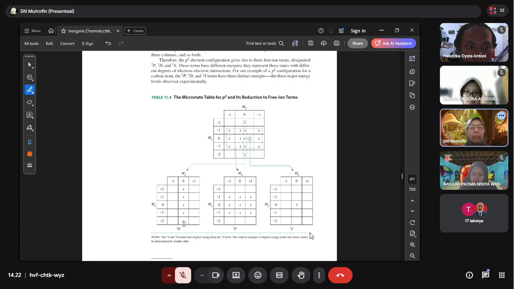So 1D, why is the S 1? 2 times 0 plus 1, so the S value is 1. I already asked you to write down the simple formula shown in the previous slide. So in 1D, D belongs to L equal to 2, and the 1 is because 2 times 0 plus 1. And P represents L equal to 1 here.